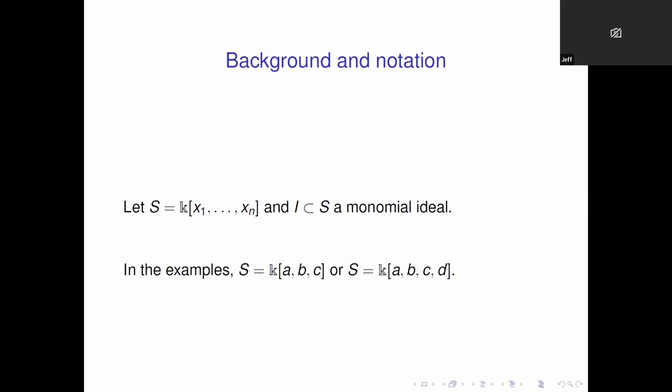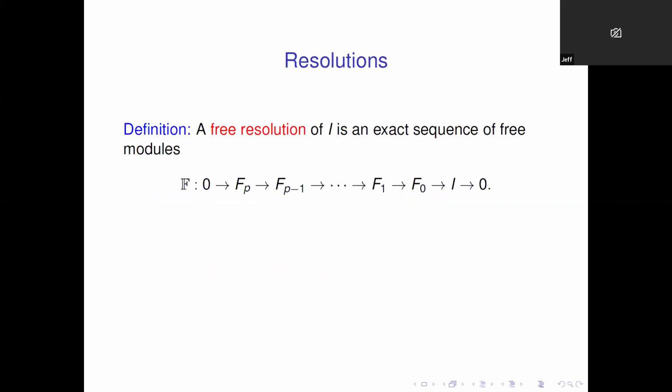I will be a monomial ideal. In all the examples, we use variables A, B, C or A, B, C, D rather than having to chase subscripts around. So first, a reminder of the main object of interest. A free resolution is an exact sequence of free modules that ends in I.